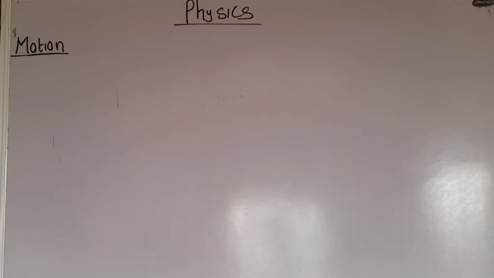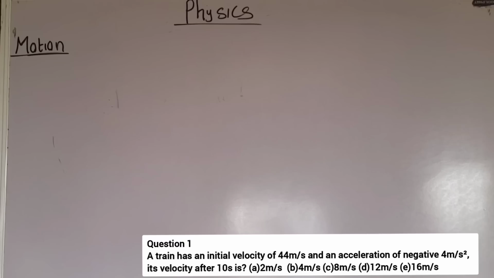In this class, we're going to go over past exam questions on general motion and uniformly accelerated motion. Okay, let's start with the first question. A train has an initial velocity of 44 meters per second and an acceleration of -4 meters per second squared. Its velocity after 10 seconds is A 2 meters per second, B 4 meters per second, C 8 meters per second, D 12 meters per second, E 16 meters per second.